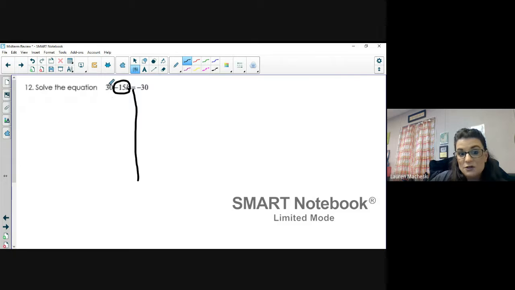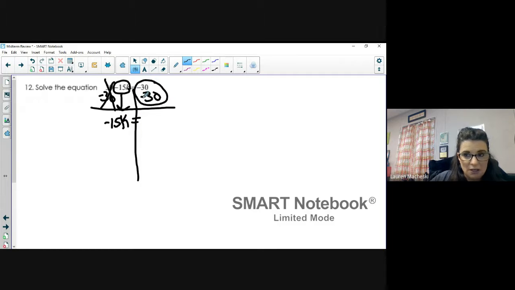If I want to bring plus 30 to the other side, think about how do you get rid of plus 30? What's the opposite of plus 30? That would be minus 30. These 30s cancel to 0 on the left side, and I'm left with -15k equals -30 minus 30. Always check yourself on your calculator. -30 minus 30 is -60.